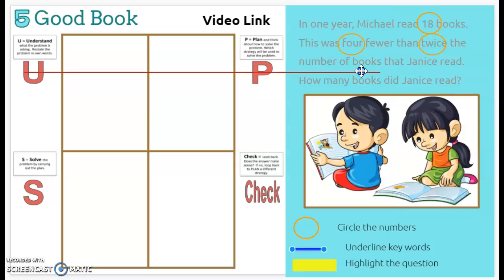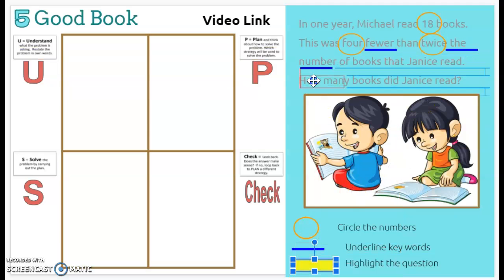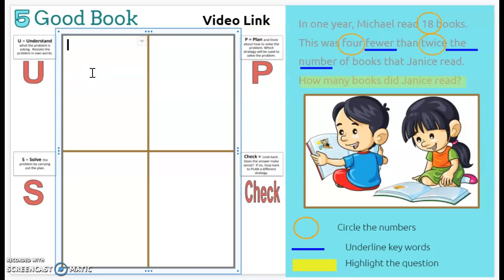We then want to underline 4 fewer. Okay, then twice the number of books Janice read. So twice the number. Okay, and our question is, how many books did Janice read? So when we go over here to our UPS check, we will need to understand, we're looking for the number of books Janice read. Okay. That's what we're looking for.